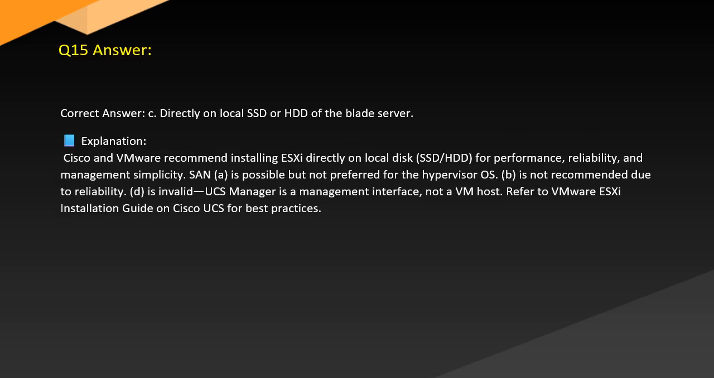Answer. Correct answer: C. Directly on local disk of the blade server. Blue Book explanation. Cisco and VMware recommend installing ESXi directly on local disk for performance, reliability, and management simplicity. SAN boot is possible but not preferred for the hypervisor OS. B is not recommended due to reliability. D is invalid. UCS Manager is a management interface, not a VM host. Refer to the VMware ESXi installation guide on Cisco UCS for best practices.